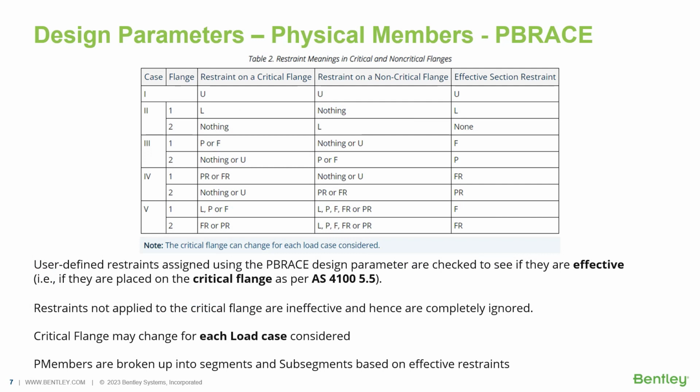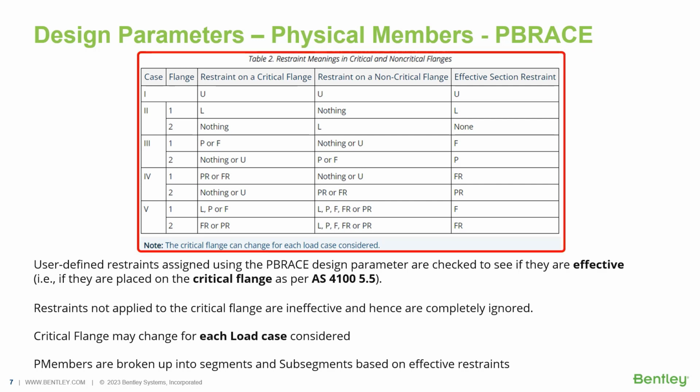The restraints provided by using P-brace command are checked to see if they are effective, that is, if they are placed on the critical flange as per section 5.5 of AS4100. The restraints that are not applied to the critical flange are considered to be ineffective, and hence are completely ignored. It should be noted that the critical flange can change for each load case considered. The types of restraints applied to the top and bottom flange at each location determines the effective section restraints, which is shown in this table.